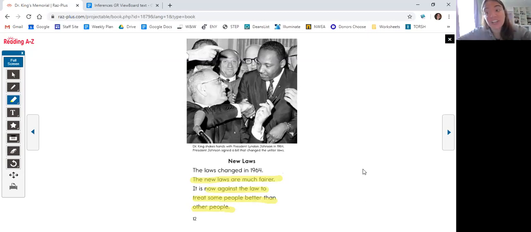I like that. That's a really good start. Now, friends, I want you to look at this picture up here really quickly. This was the President of the United States at the time. His name was Lyndon Johnson.